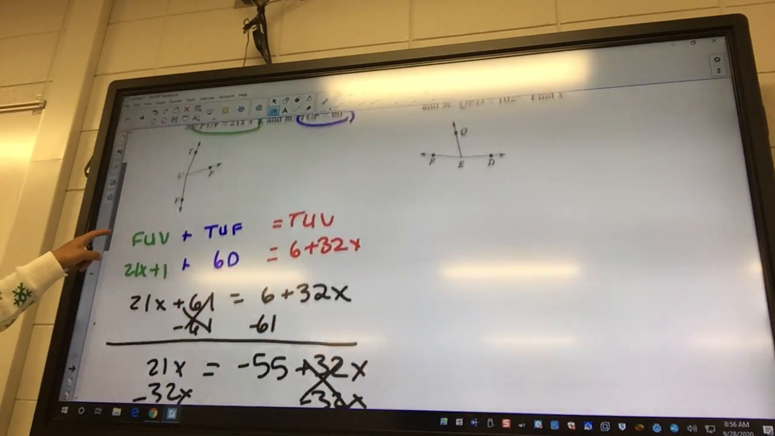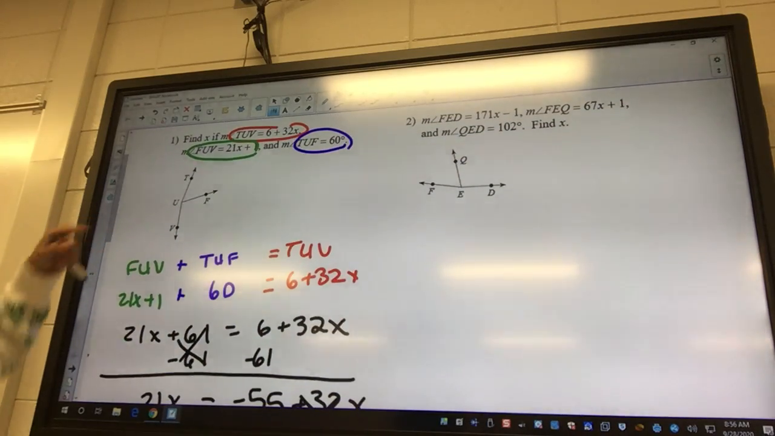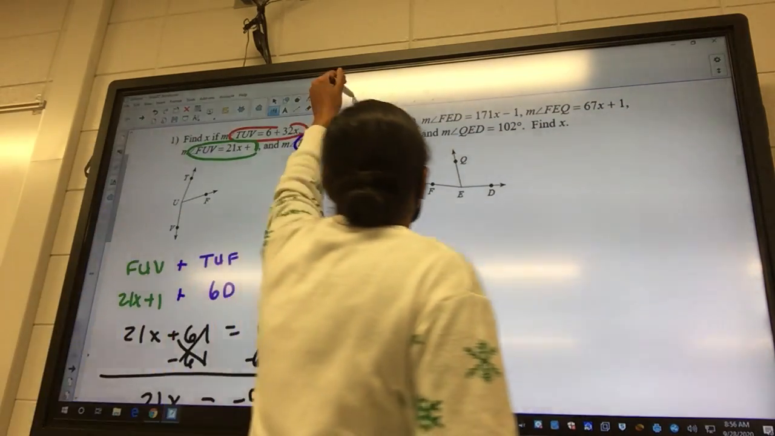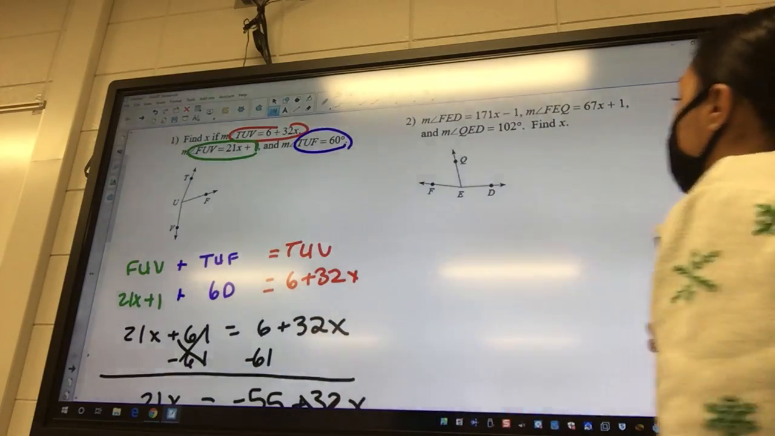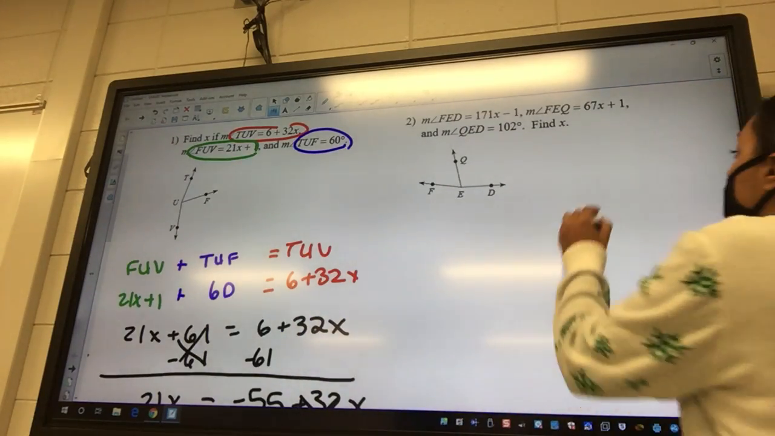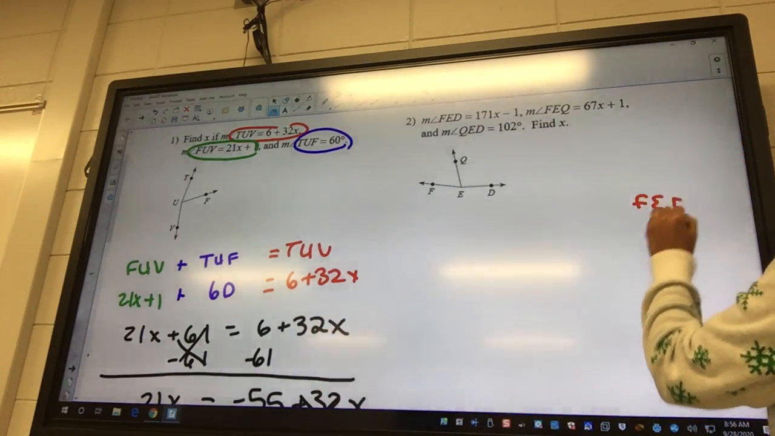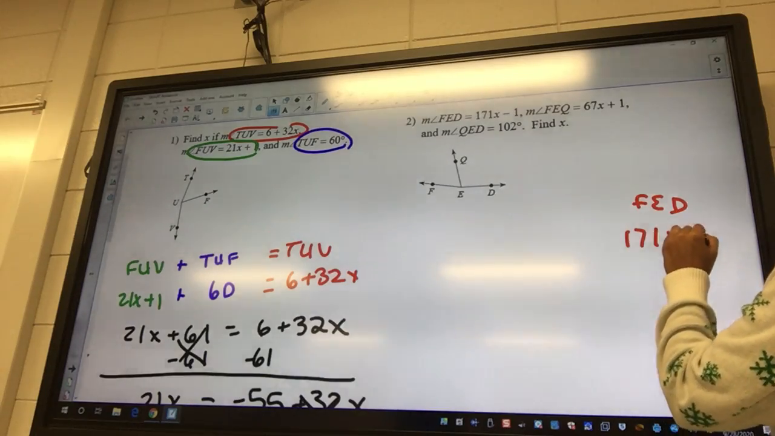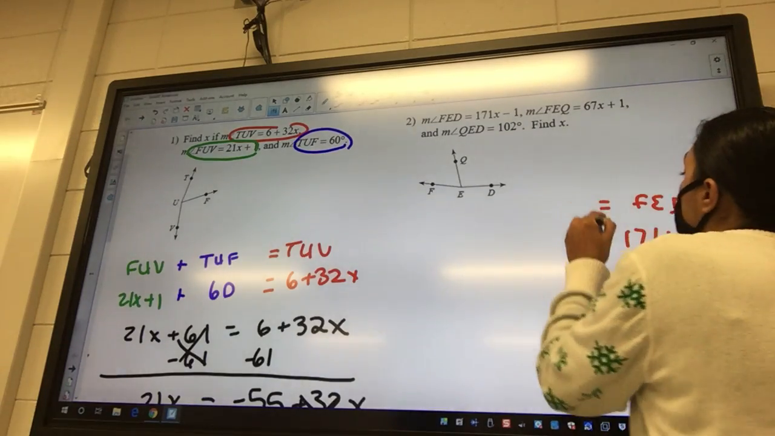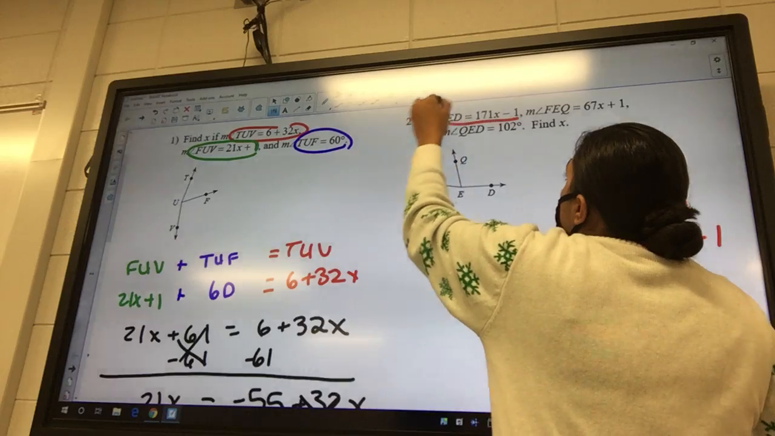Okay, let's look at number 2. So number 2, FED. Is that a little one or a big one? Big. It's a big one. Okay, so we got FED, and it's 171x minus 1. So that's this one.